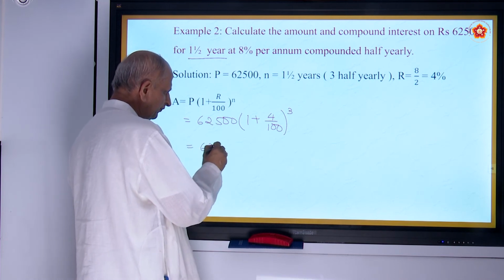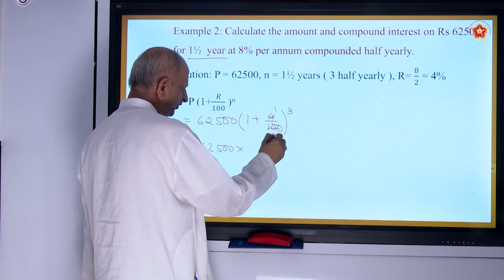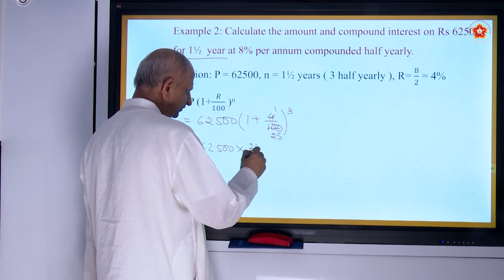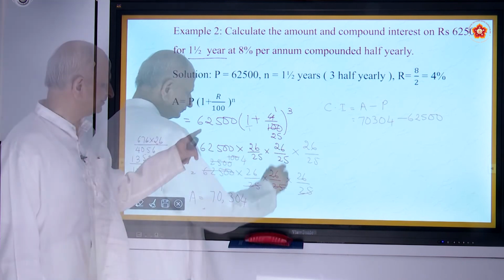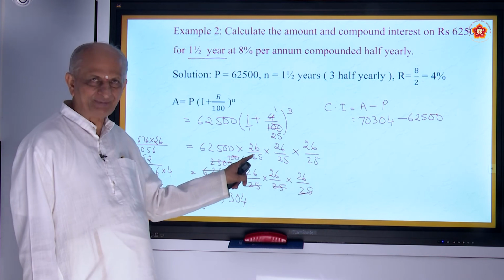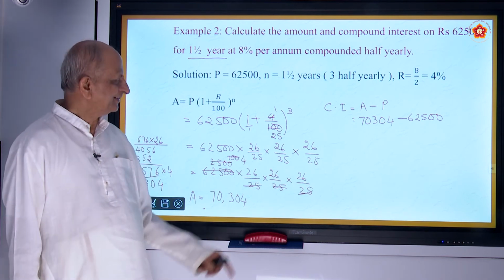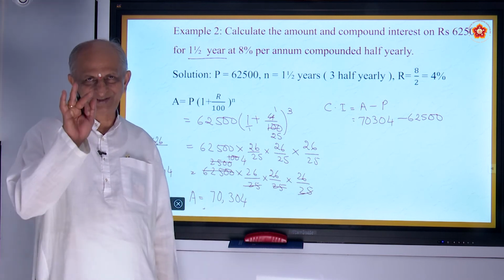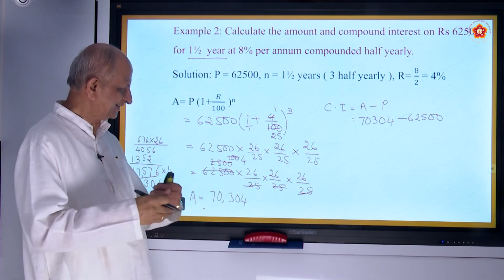So 62,500 into, these 4 ones are 4, 25s are. Take LCM. 25 plus 1, 26 by 25 into 26 by 25. Cube is there. Cube means you must write 3 times: 26 by 25 into 26 by 25 into 26 by 25. 3 times. 3 half years makes 1.5 years. For 2 years, how many half years? 4. Correct?